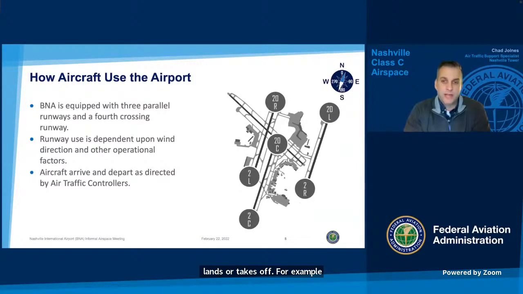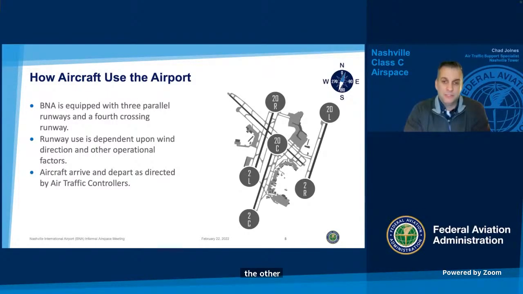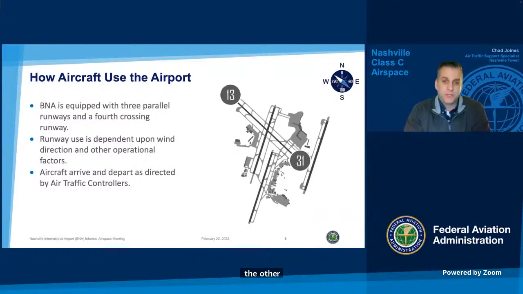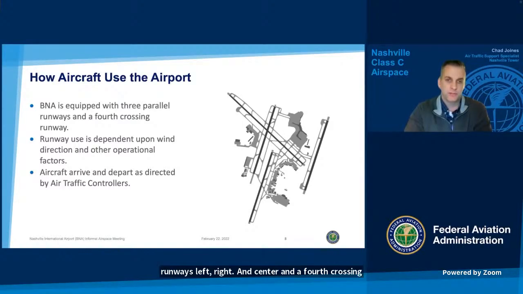Parallel runways that have the same compass headings carry the designation L for left, R for right, or C for center to distinguish them. At Nashville, there are 3 parallel runways: left, right, and center, and a 4th crossing runway named Runway 13/31. The selection of the runway in use is managed by FAA or Air Traffic Control and is dependent on wind direction and other operational factors.